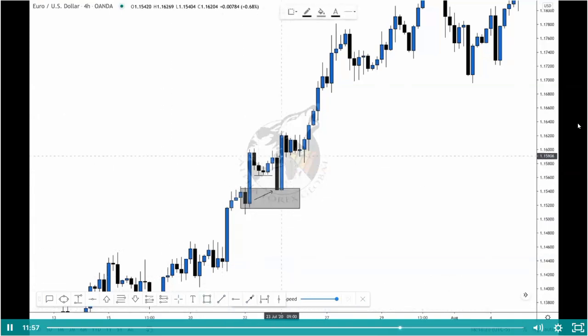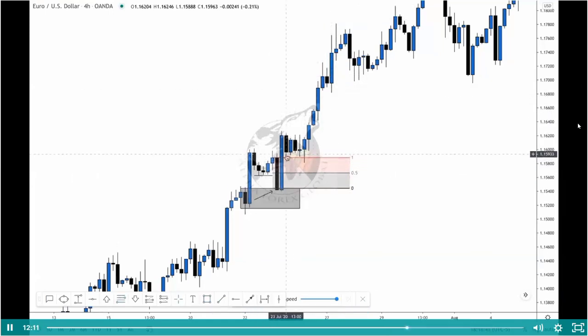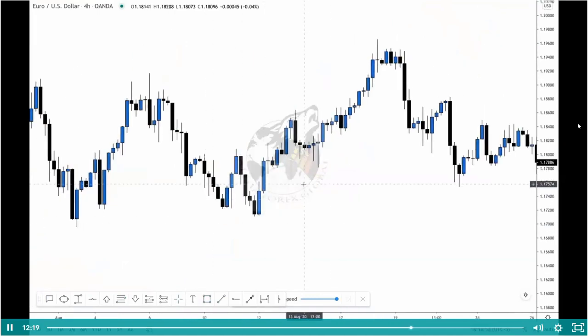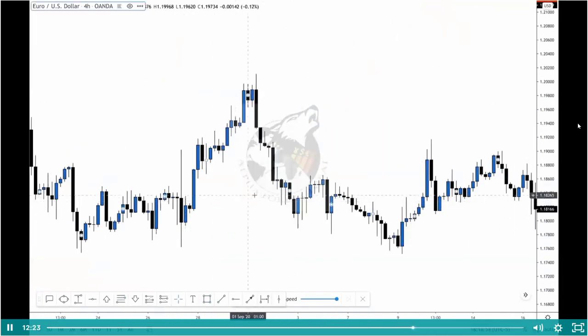So to get your entry, you would highlight this order block right here. It can either be 50%, or remember, market can always retest the open of the order block, right? So let's find some more examples.